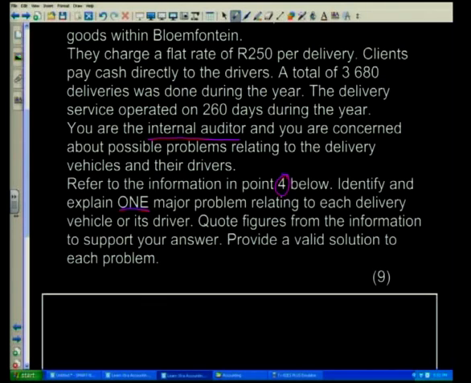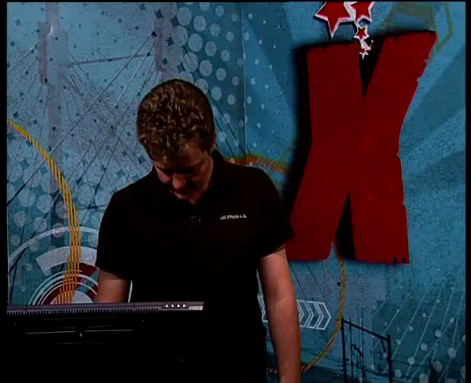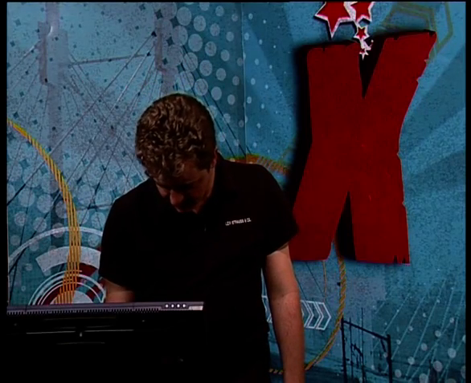So there's something that could be improved on in each of these cases. The question also asks you to quote figures from the information to support your answer, and then provide valid solutions to the problems. So let's take a look at the information that's been given.